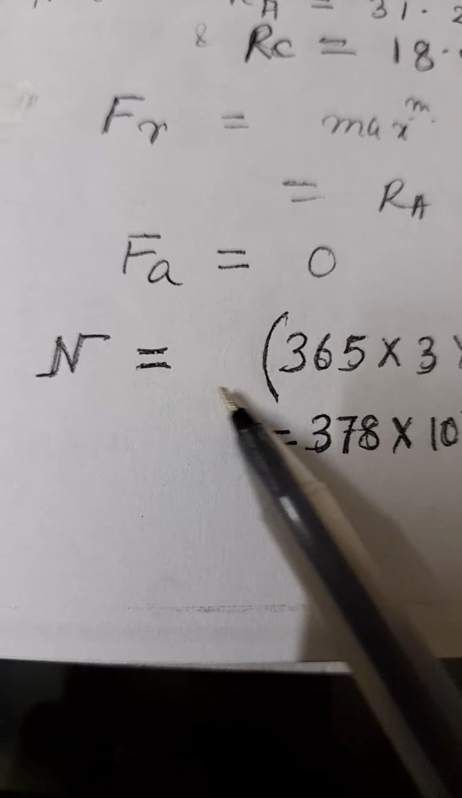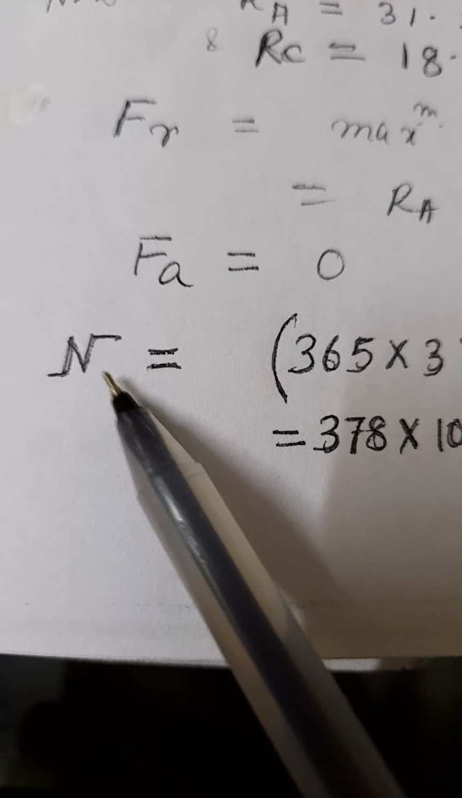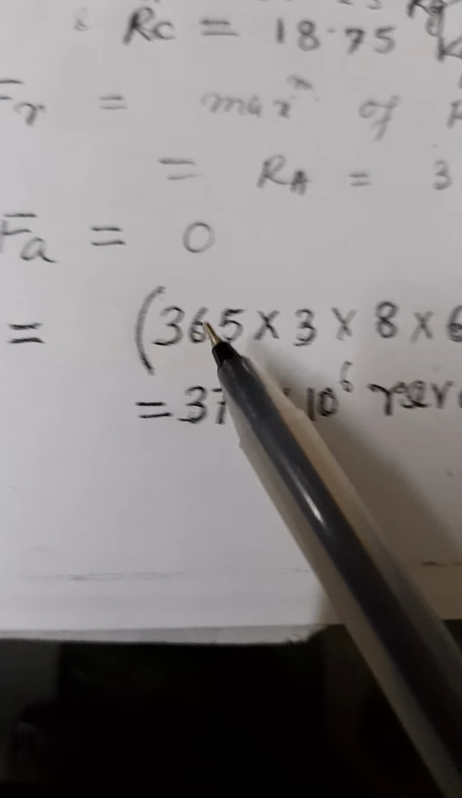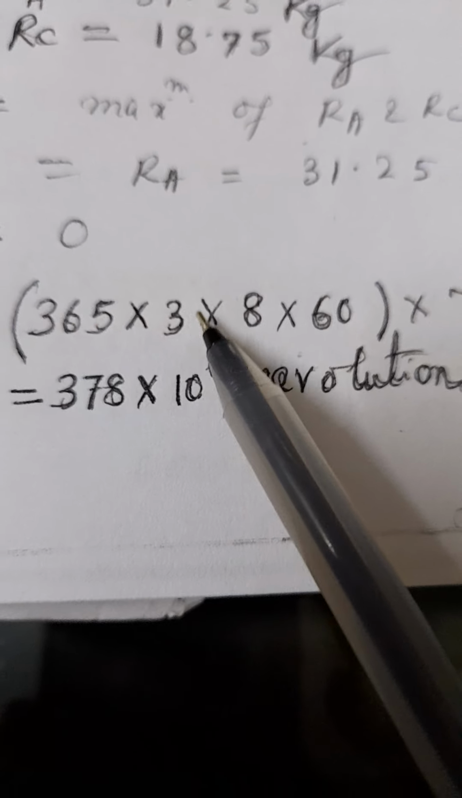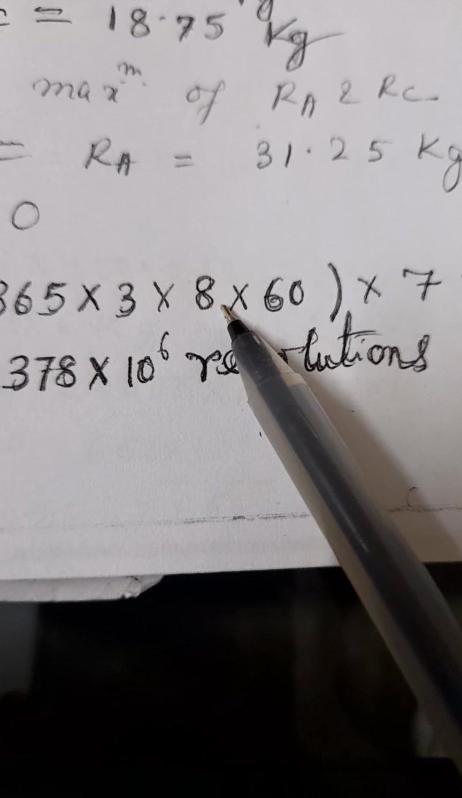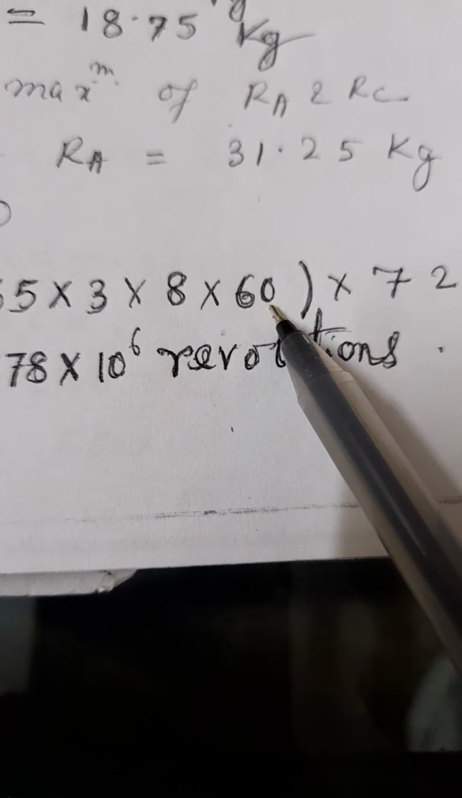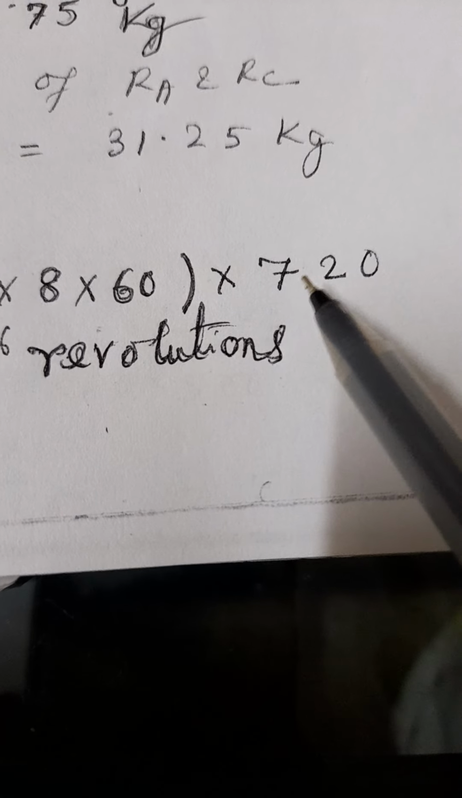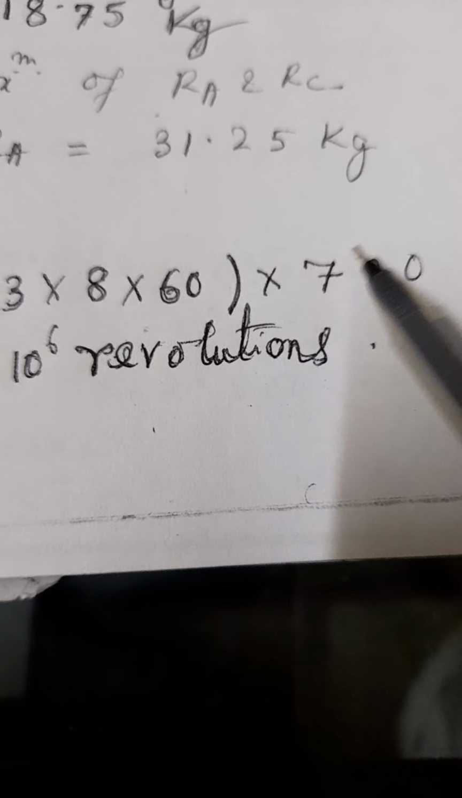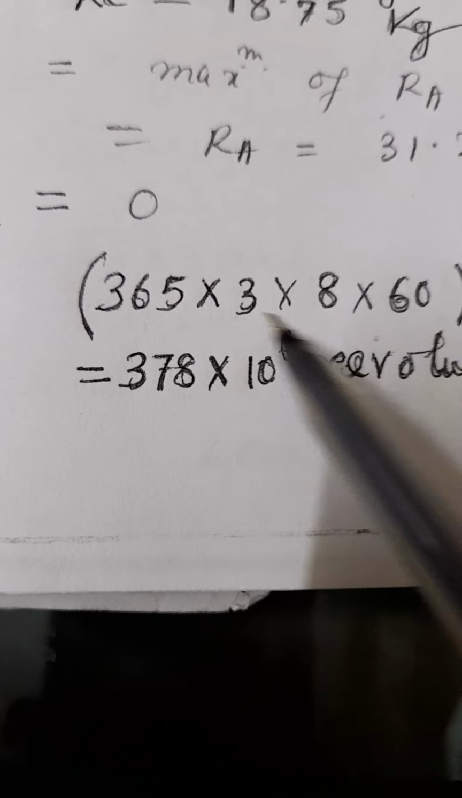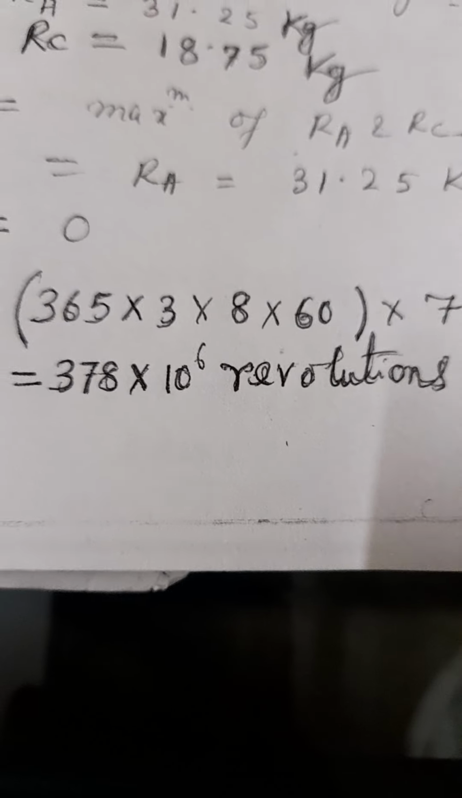So N will be, N is the number of revolutions. It is 3 years, so we calculate 365 days into 3 years into 8 hours per day. Hours is converted to minutes, into 720. This is the RPM, revolutions per minute. So it will be the total in revolutions. Okay, so revolution N is found out.